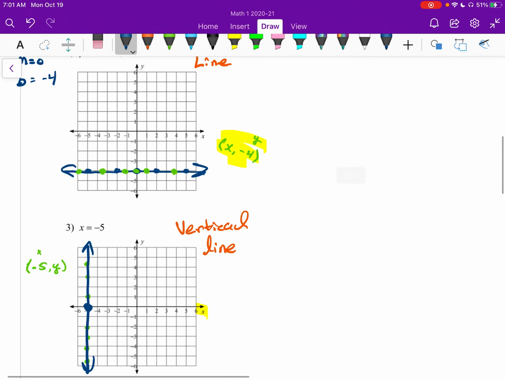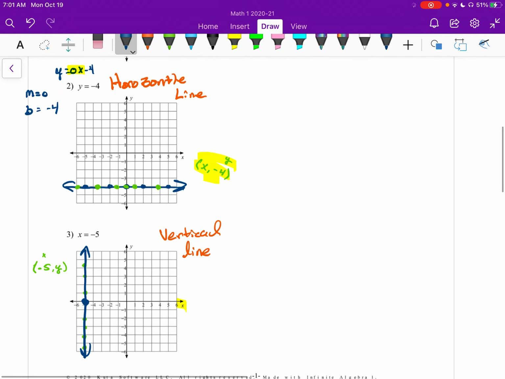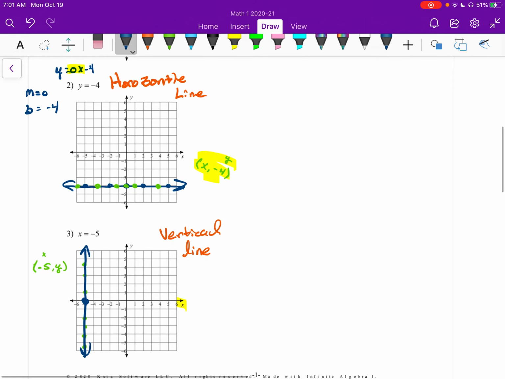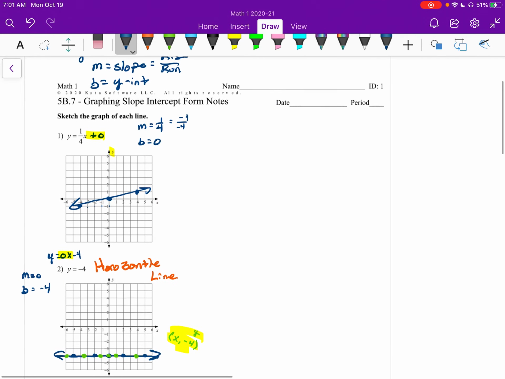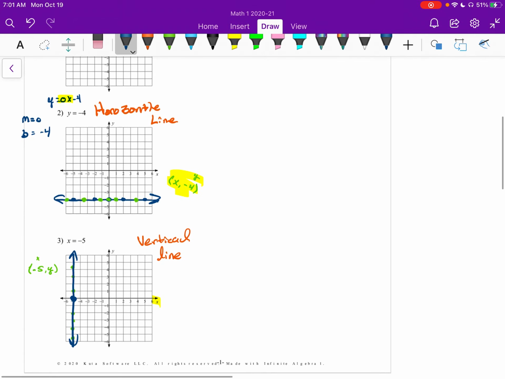So really, vertical and horizontal lines are a little bit easier to graph, at least I think. At least they're a little bit faster. But they are different. They're very different. So, all right, that is graphing lines in slope-intercept form and vertical and horizontal lines.